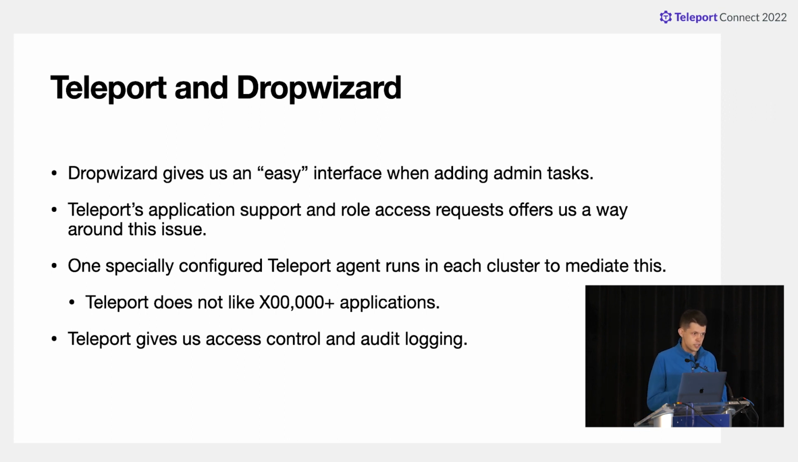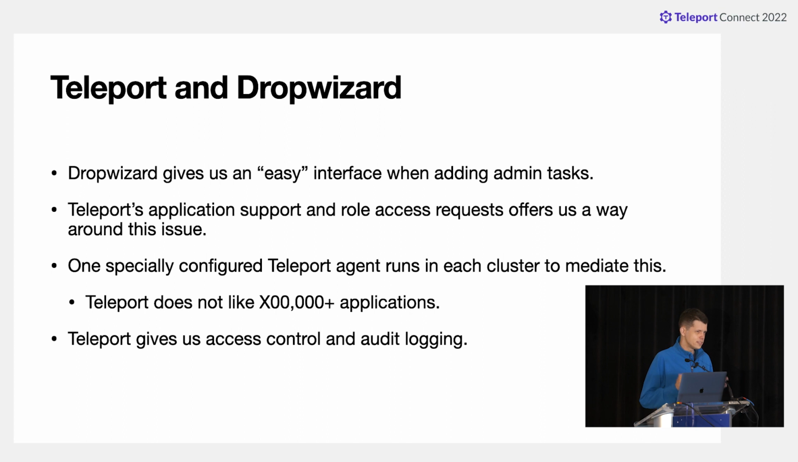Using your application support, you have access to the HTTP endpoint securely wherever you are. And then using role access requests means that I can, by default, say, look, nobody has access to this, but if you need it, just ask. And I'll give it to you for 8 hours or 4 hours or however long you need it for. And essentially what we do is we have a specially configured Teleport agent. It runs in the cluster to mediate this.